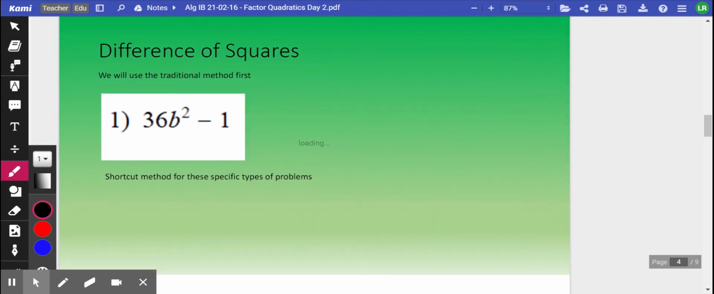All righty. We're going to talk about a specific shortcut called difference of squares today. Okay. Now, the problem looks like this. What I want you to notice is that it only has 2 terms. This is called difference of squares, so it's got to have subtraction right here.